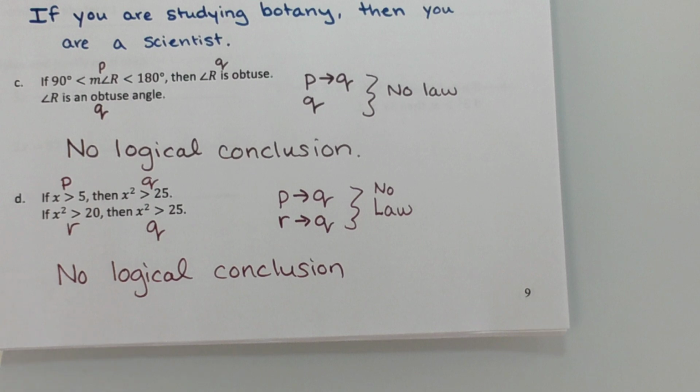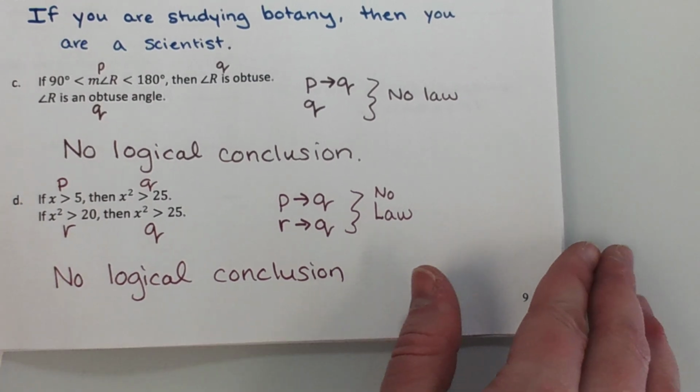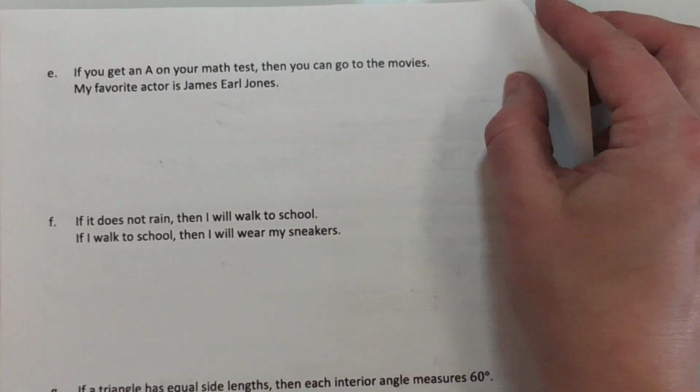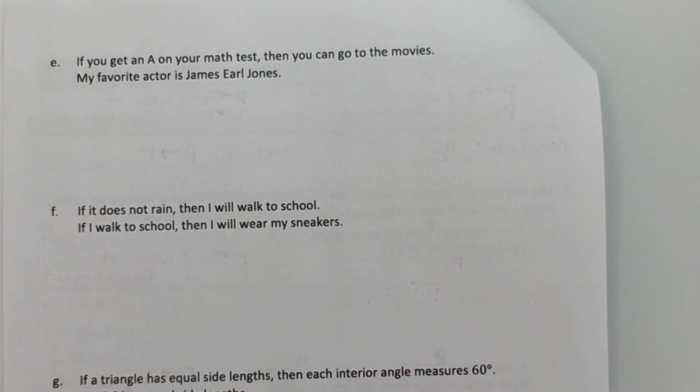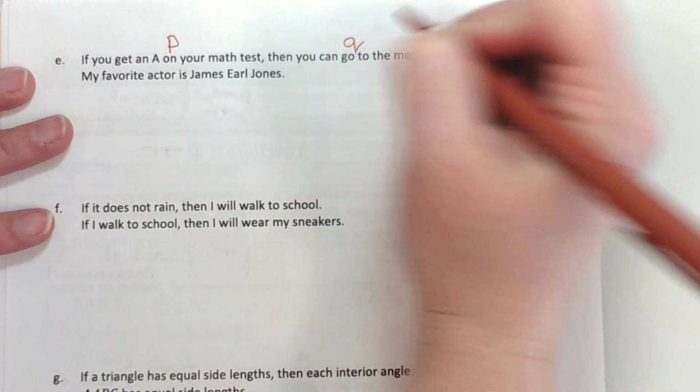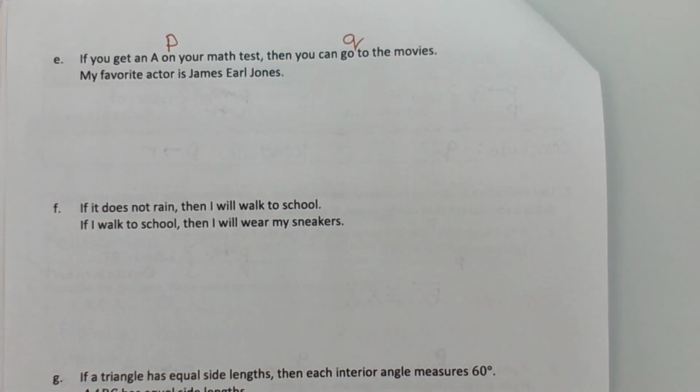We're going to finish up the examples on the back, but this is what we're focused on today, these laws. If you get an A in the math test, then you can go to the movies. My favorite actor is James Earl Jones. That's P, that's Q. My first if-then statement always goes if P, then Q.